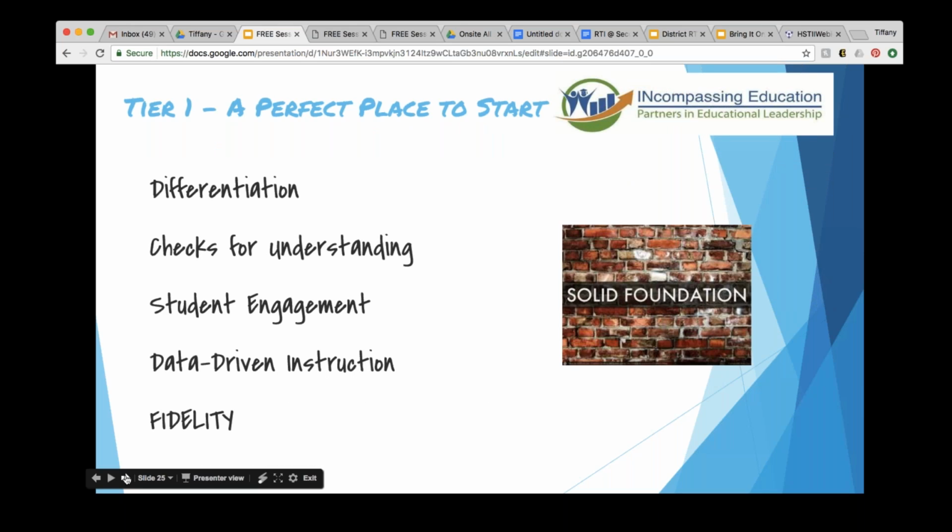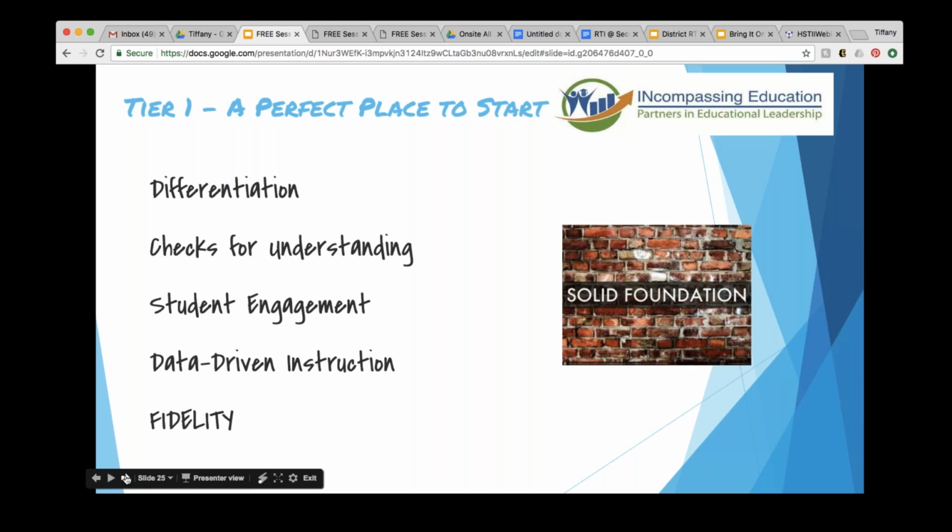So Tier 1 is going to provide us with that perfect place to start. This is where that solid foundation is going to be established with your particular students. You are going to keep in mind that you want differentiation to be a big part of what happens at Tier 1. You're going to incorporate those checks for understanding, that student engagement, as well as data-driven instruction so that you know exactly what needs to happen with your students.